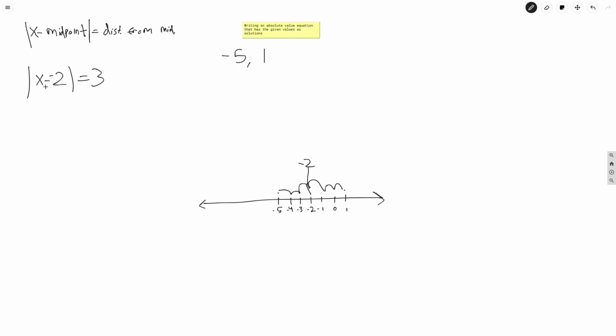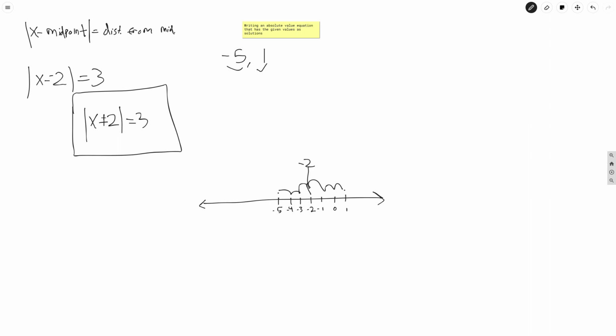Let's clean this up. So x minus -2, that just becomes x plus 2. So my number plus 2, absolute value, equals 3. And this here is my equation right here. And there's just a check. It's too easy. You just plug in these individually as your variable and just solve.